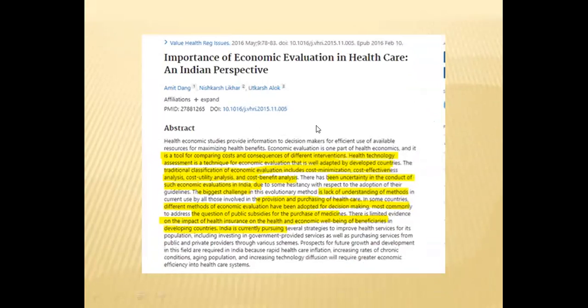Another importance of economic evaluation from the Indian perspective is that though the value of economic evaluation is known, there has been uncertainty in the conduct of economic evaluation in India, and basically in developing countries, and most economic evaluation is conducted in developed countries. There may be differences in the decision making adopted, most commonly on the question of public subsidies for purchasing medicine, and there is limited evidence on the impact of health insurance on the health and economic well-being of beneficiaries in developing countries.